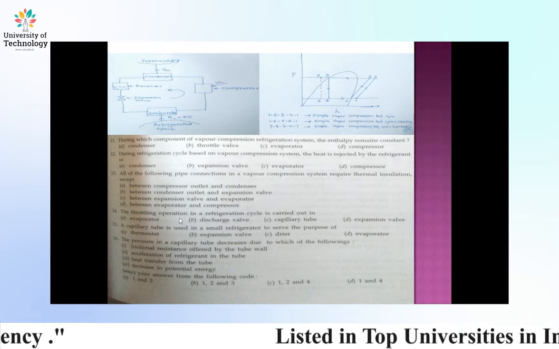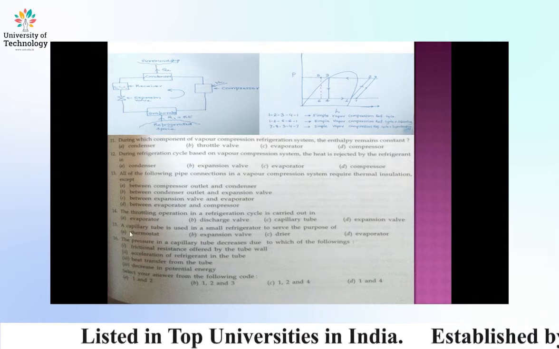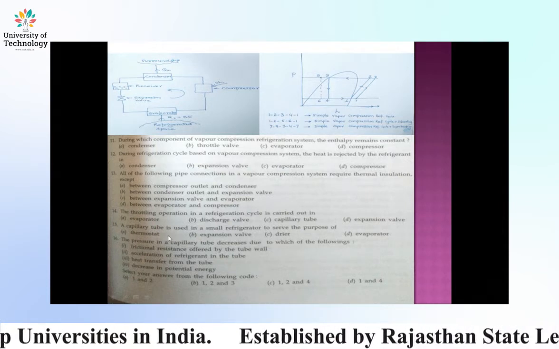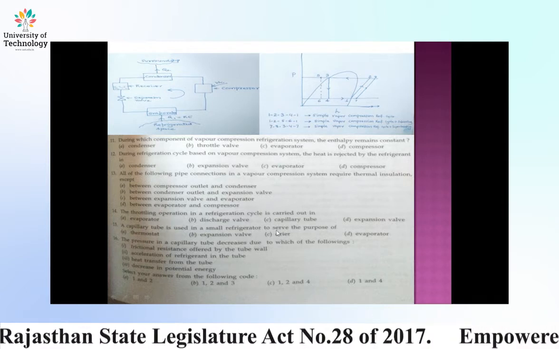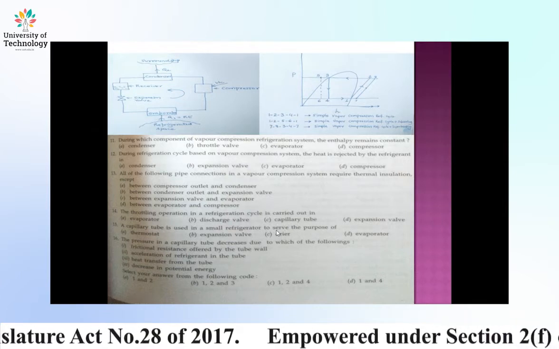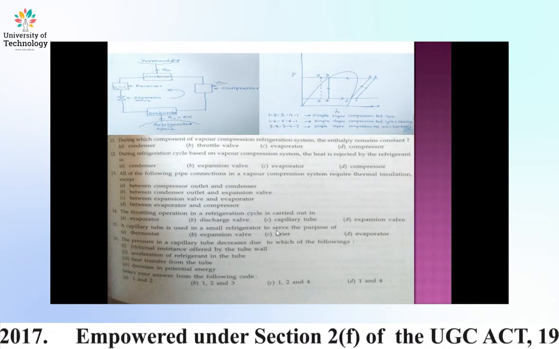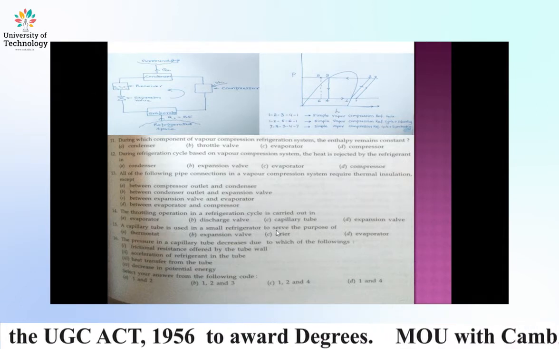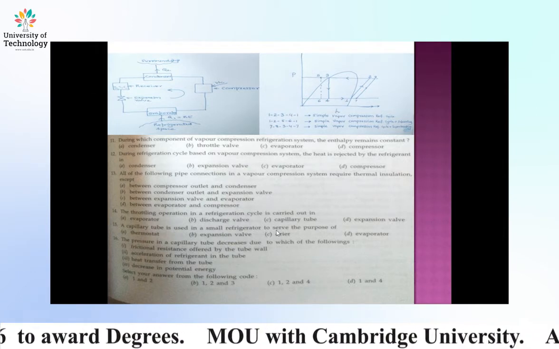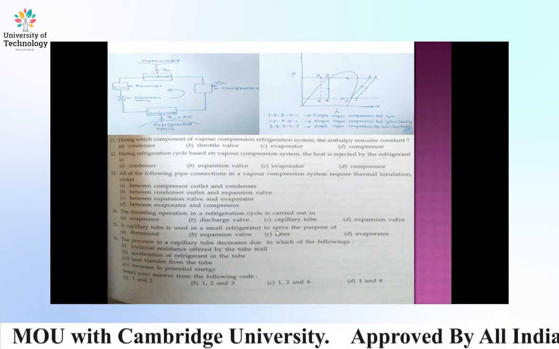Question 15. Capillary tube is used in a small refrigerator to serve the purpose of... Capillary tube is always used for the expansion process. It is a restricted passage, so it is an expansion device. So the capillary tube is used in a small refrigerator to serve the purpose of expansion valve.